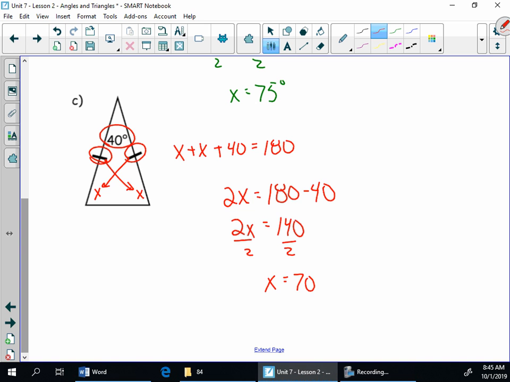So I can kind of cheat. I don't have to write out the equation. I can probably skip to this step, or actually this step is probably better, that I have 2 x's and they're equal to whatever is left over for that triangle. Okay. That's idea 1 and 2.